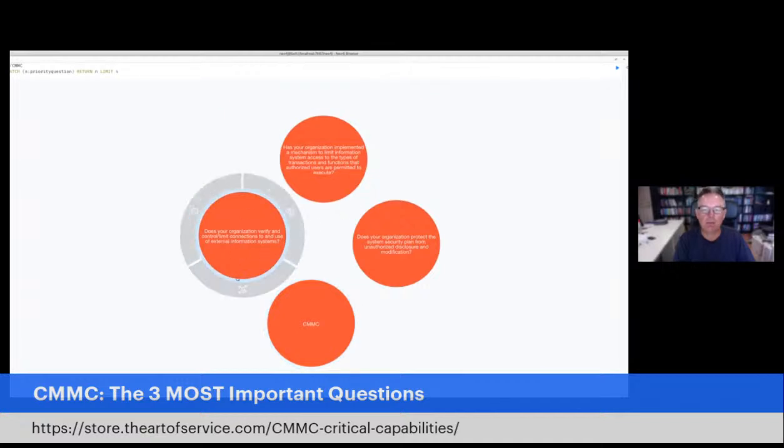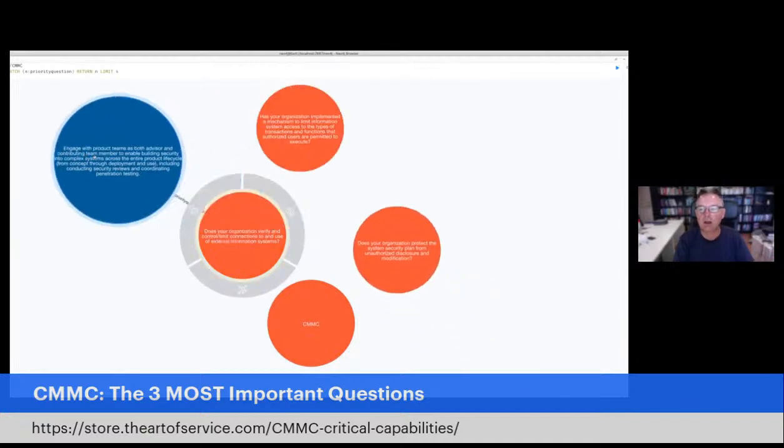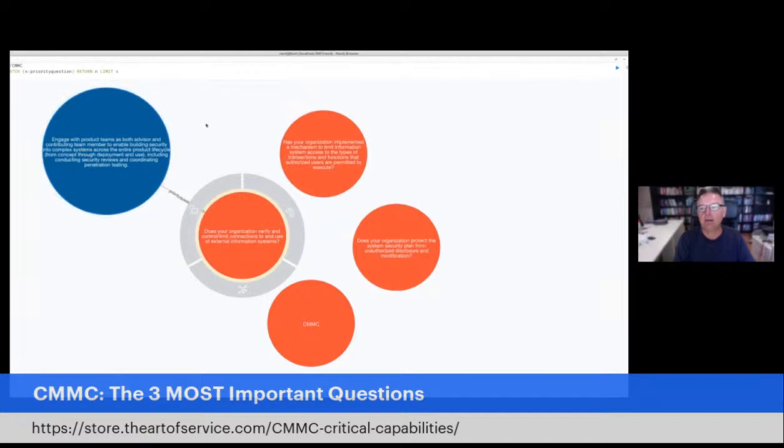Does your organization verify and control or limit connections to and use of external information systems? So what are your third parties? How's that related to your organization? How do you fix that? How do you make sure that that's in place?